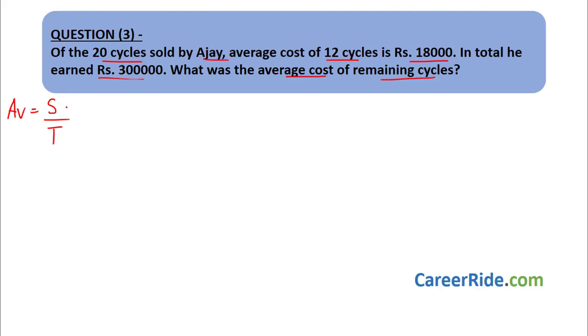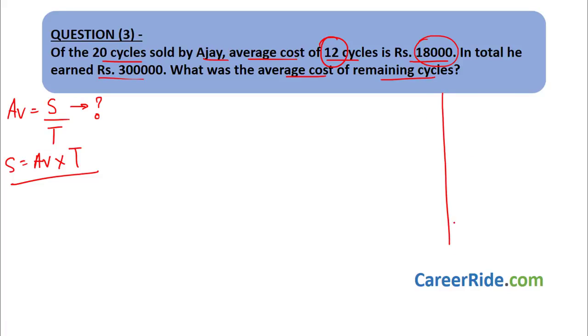But the problem here is, we do not know the individual values of each cycle. For what price did Ajay sell each of the cycles? So finding the total sum becomes a little bit difficult. But if you look carefully, we can use another way to find the total sum, which we learnt at the start. That is, sum is nothing but average into total, right? Now do we know the average for 20 cycles? No, we do not know. But what do we know? The average cost of 12 cycles is rupees 18,000.